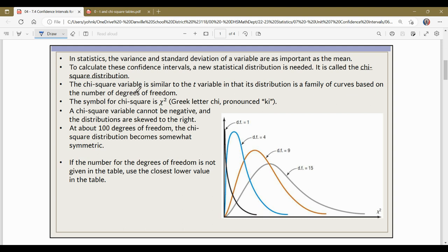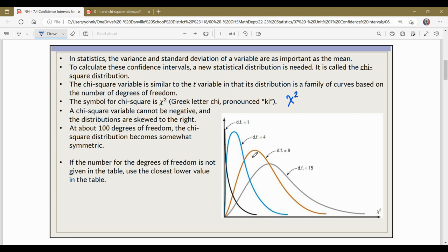Okay, the symbol for chi-square is this fancy looking X with a 2 here. So it's the Greek letter chi. It's pronounced chi, obviously. To draw it, you draw a fancy little X and then a regular part, and then you put your square. A chi-square variable can never be negative, and the distributions are skewed to the right.